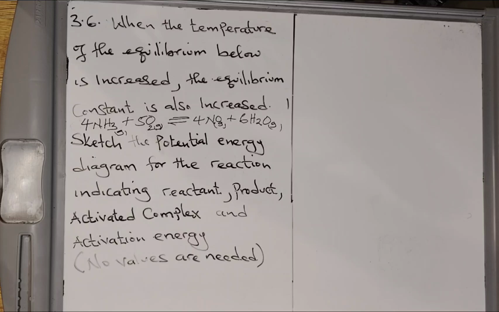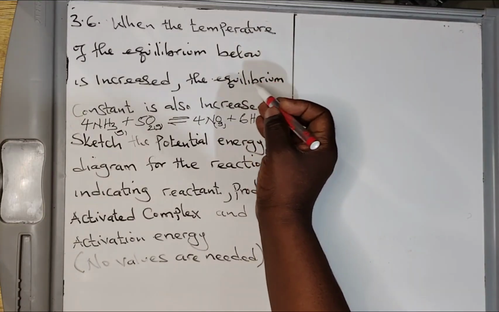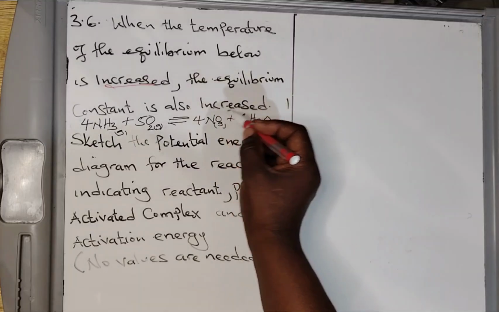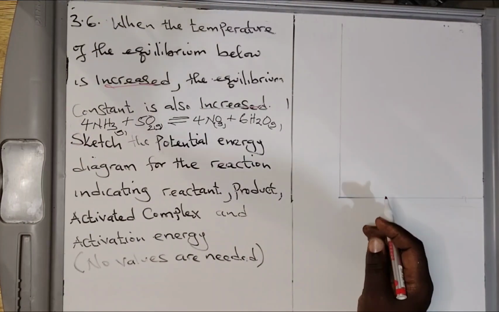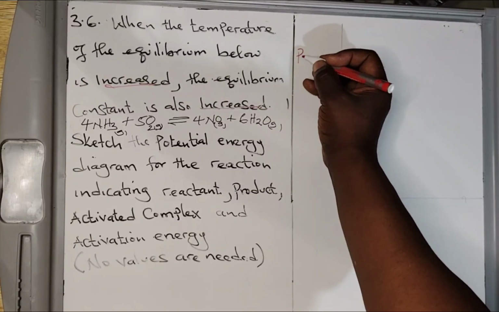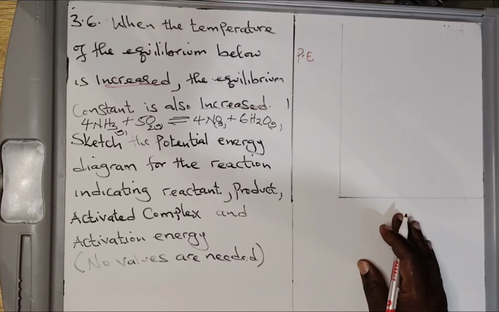So from that statement, let us analyze it. What did we say? Temperature increased, Kc increased. That is depictive of endothermic. So the reaction is endothermic in nature. So when they say sketch a potential energy diagram, they want you to sketch a potential energy diagram for an endothermic reaction. Let us sketch it. So if these are our axes, on this one you have potential energy. And on this one, we have progress of reaction.